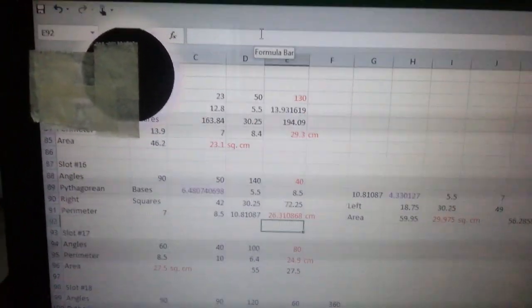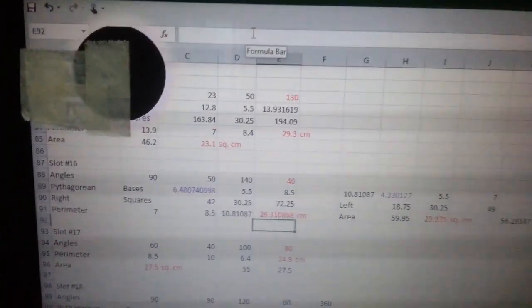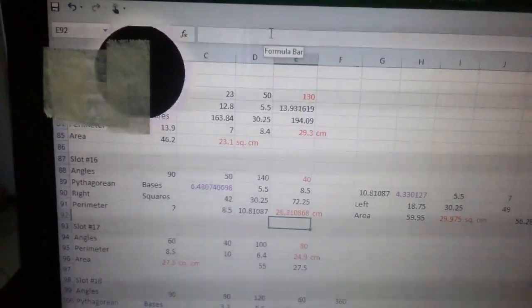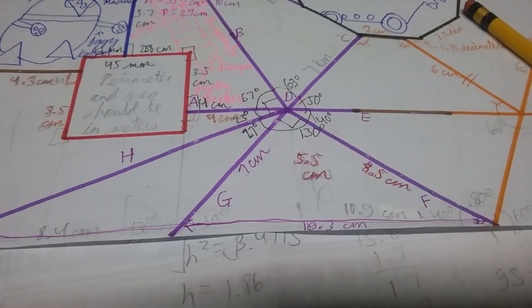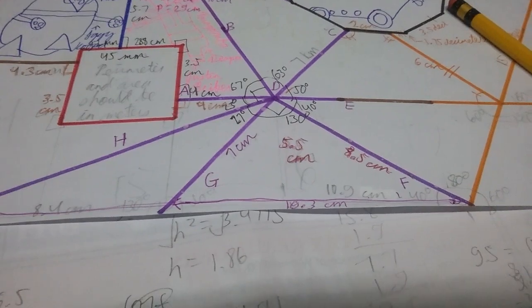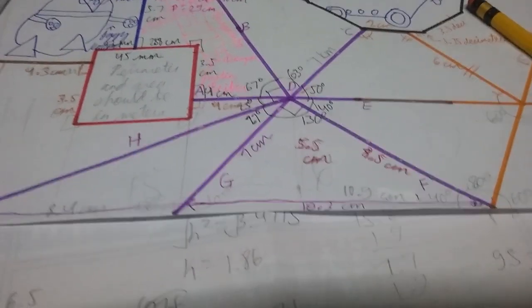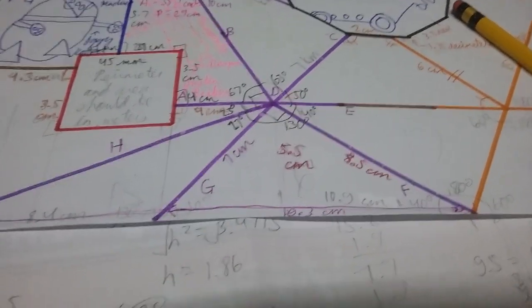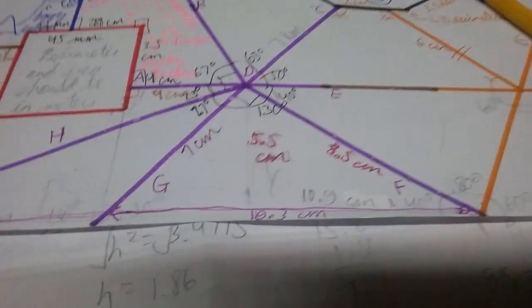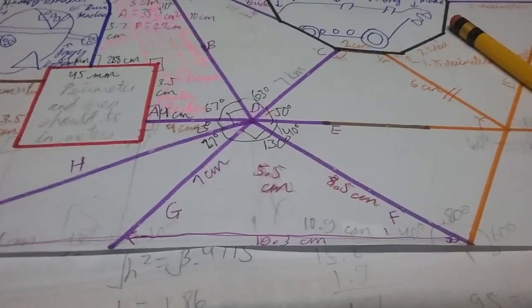We got 26.31. So, ito po yung sagot. The perimeter of that triangle is 26.31. Now, to solve for the area, mas madali lang yan. You can just multiply the base times the height. So, ano yung meron? 10.8 times 5.5.